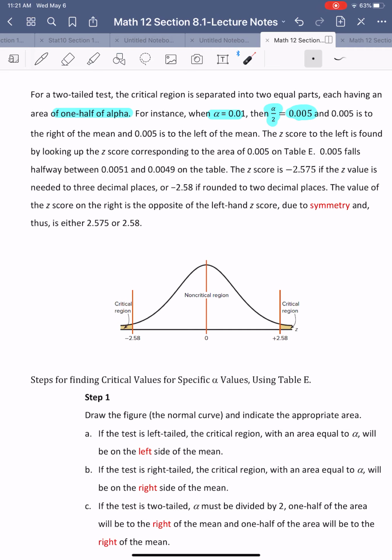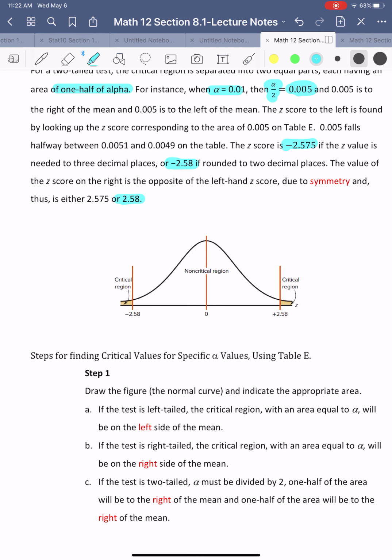Okay. And then the z-score needs to be to 2 decimal places, so we are using negative 2.58, rounded to 2 decimal places. The z-value on the right is the opposite of the left-hand score, since it's symmetric, so you have positive 2.58.